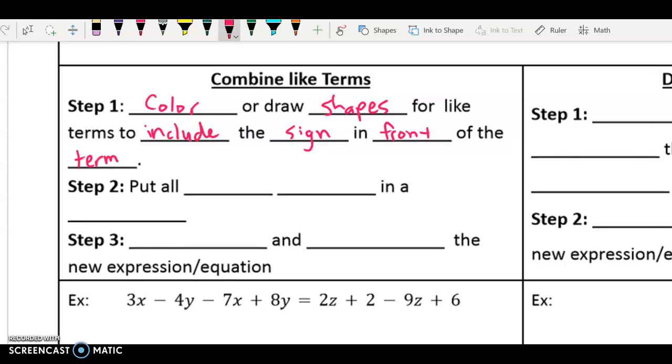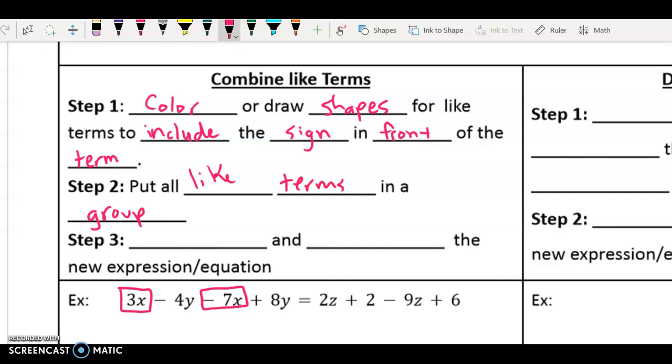So as an example, on the example at the bottom, if I was putting a box around 3x, I need to put a box around any other x's. And so I have a negative 7x. We want to include that minus that's in front of the 7x when we box it. That's what that means. Include the sign that is directly in front of that term. Next, we'll pull all like terms in a group. So we're going to group together those like terms. So all the x's, all the y's, all the z's, all the regular numbers that we see.